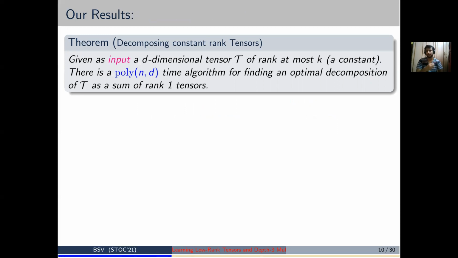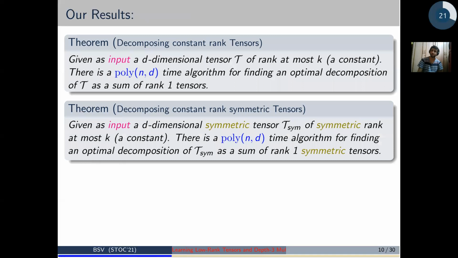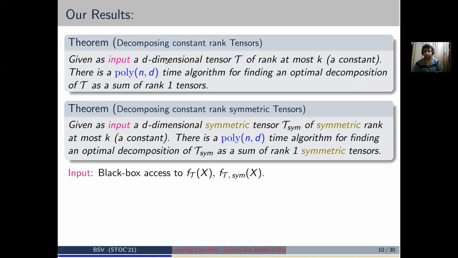We show that if you give me a d-dimensional tensor of rank bounded by some constant k, where k will be constant throughout this talk, then in poly(n, d) time, there's an algorithm which finds an optimal decomposition of the tensor as a sum of rank one tensors. And again, similar results hold for symmetric tensors. A small remark is that the input we need here is just, in some sense, black box evaluations of this polynomial f tau.